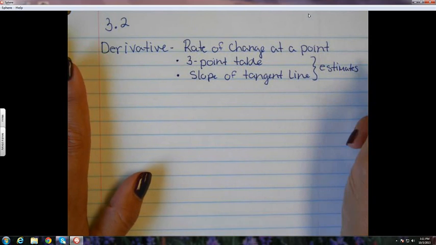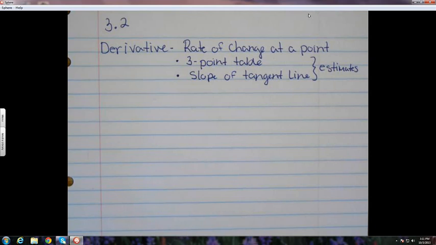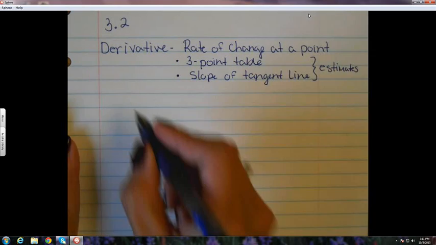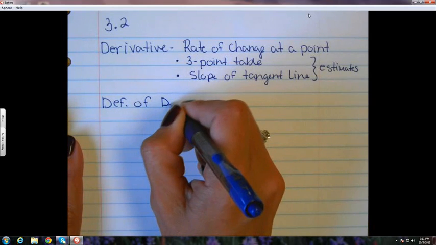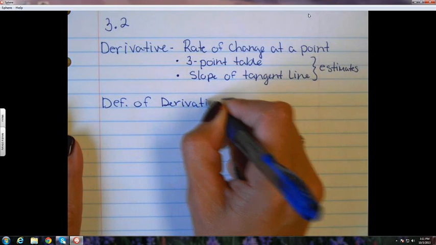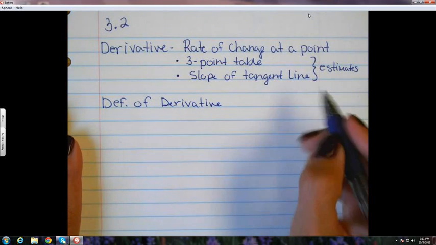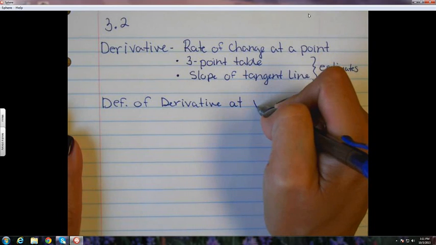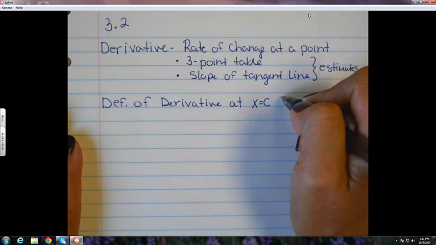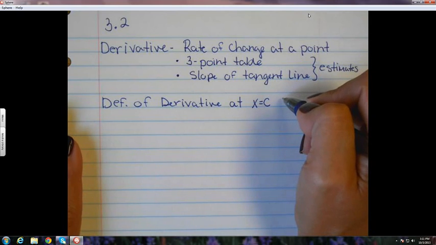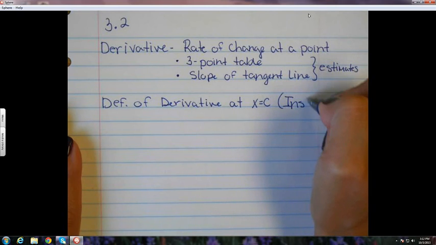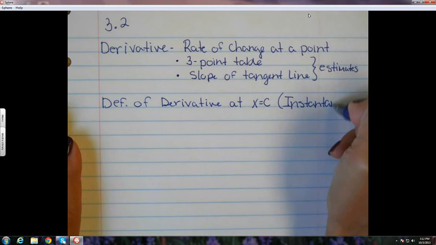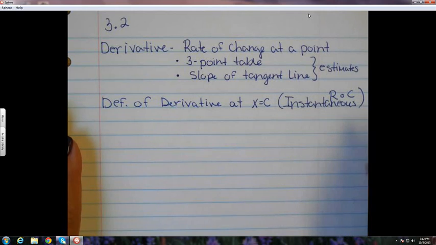In this chapter, we're going to find how to find the derivative exactly. So we'll start out with the definition. So the definition of derivative at a specific c value. Okay, and this is our instantaneous rate of change. It's no longer going to be an estimate. It is going to be the instantaneous rate of change, ROC, we'll go with that.